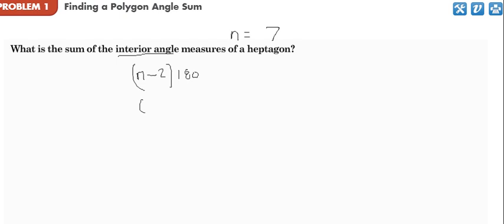So this is going to be 7 minus 2 times 180. 7 minus 2 gives me 5 times 180, which is going to give me 900 degrees. So we know that for a heptagon, when all the angles on the inside of that polygon are added together, they equal 900 degrees. Pretty easy if we remember the formula and know how many sides there are in that polygon. Okay, let's go to our next.